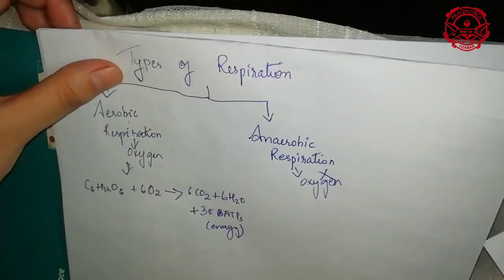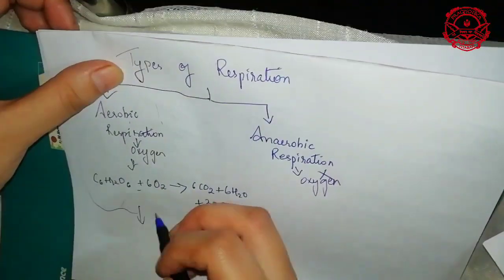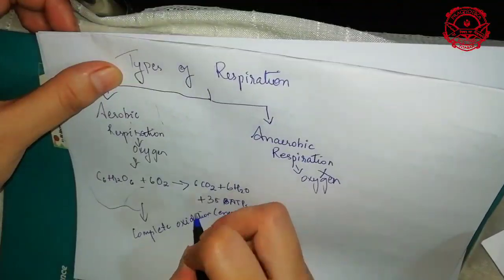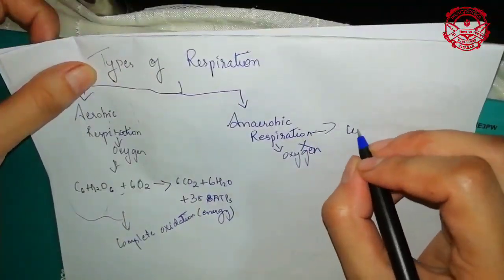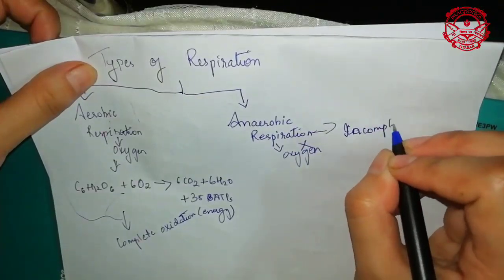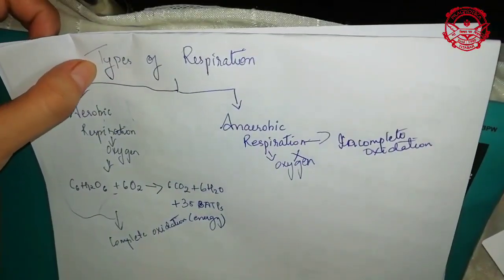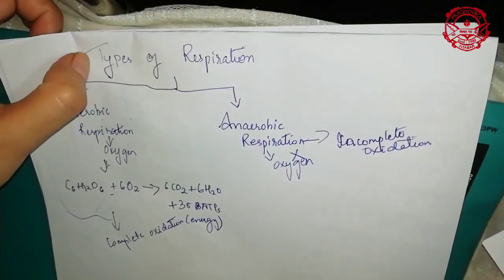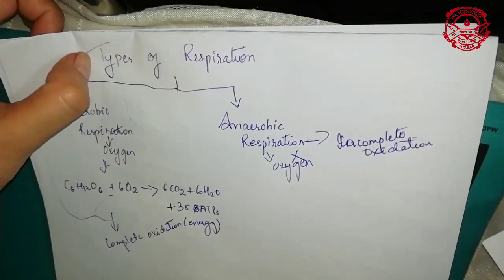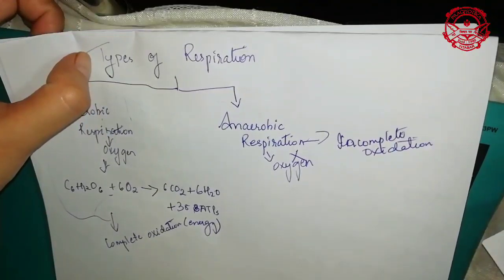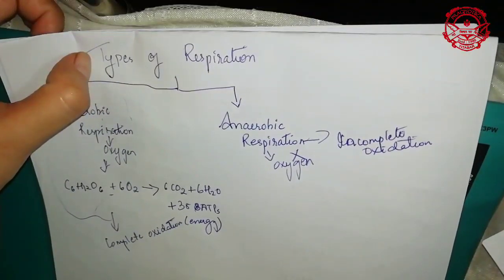Here, aerobic respiration shows complete oxidation, since oxygen is present. But in anaerobic respiration, the oxidation is incomplete. Since there is no complete oxidation, it leads to the formation of ethyl alcohol, carbon dioxide, and 2 molecules of ATP. Here you will not have water. Water will not be released, but instead ethyl alcohol will be released, because there is incomplete oxidation and no involvement of oxygen.